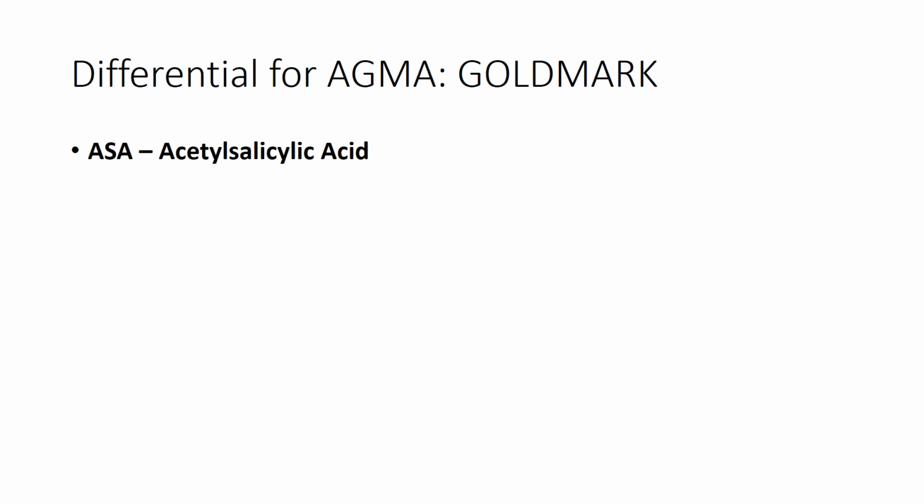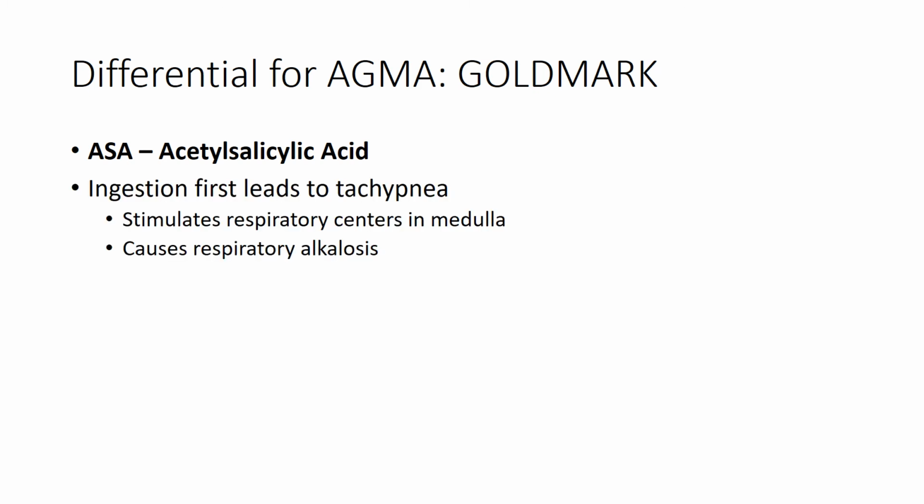Next is acetylsalicylic acid, so I'm thinking aspirin. Patients who ingest large quantities of ASA first will likely develop tachypnea, and it's because their respiratory center in the medulla gets stimulated. So they breathe faster, they're expelling CO2 and develop that respiratory alkalosis.